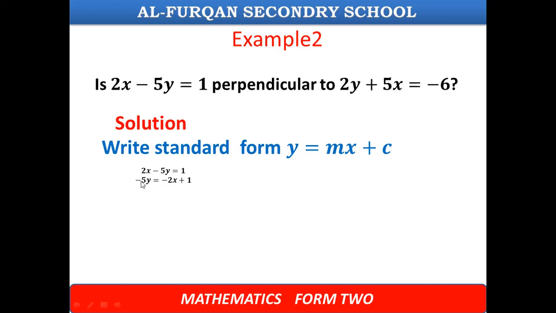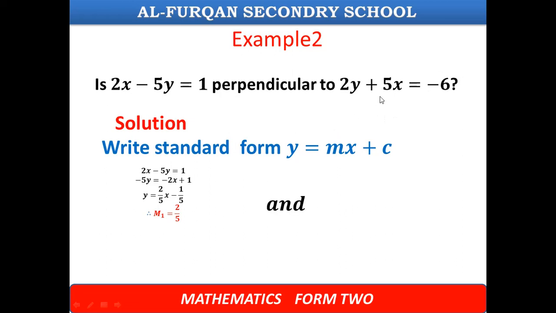Both sides waxaan u qaybinaynaa minus 5. Minus divided by minus is equal to plus. Therefore waxaan leenahay 2 divided by 5 x minus 1 divided by 5. Now waxay u qoran tahay formka y equal mx plus c oo loo yaqaano standard form. Then waa soo baxay m1 waxaa la mid ah 2 divided by 5. Okay, hadda equation-ka labaad baan soo qaadanaynaa.